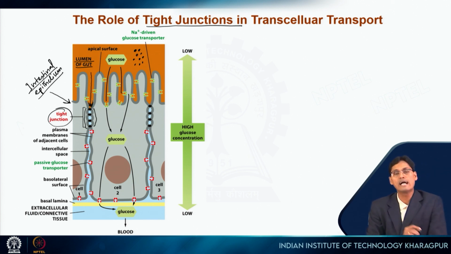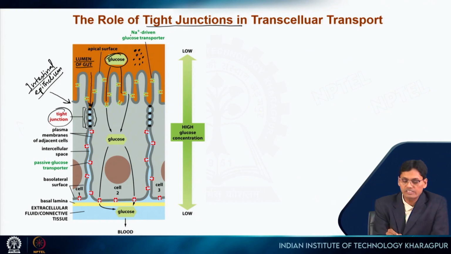So that way they are helping. And now I just mentioned tight junctions and their role in cellular transport. As you can see, through the intestinal epithelial cell we absorb almost everything from the intestine. Here we are particularly talking about glucose transport. Glucose is present in the lumen of the gut, and we have some sodium driven glucose transporter on the apical side.